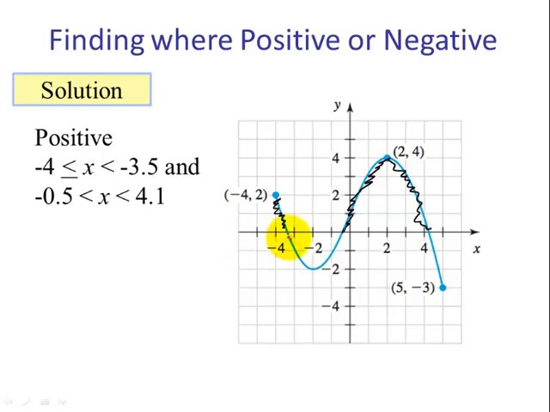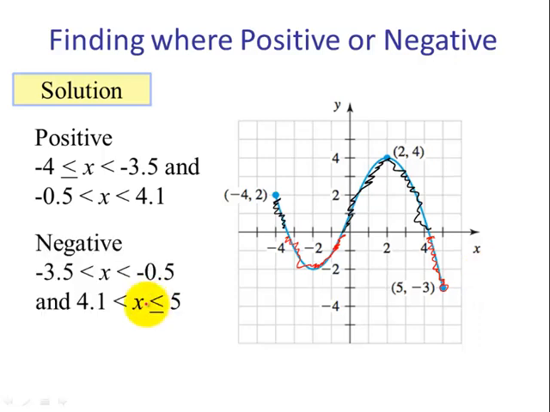Where this function is negative is this part of the graph and this part. Again, we have an endpoint here, so when x is 5, y is a negative number, -3. So that's why we include an equal to sign here.